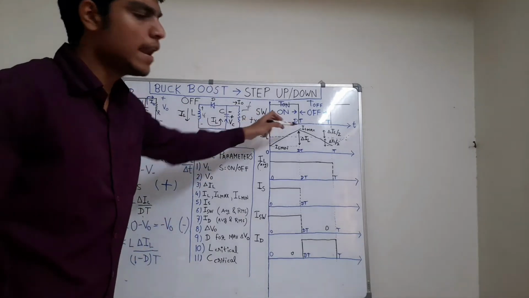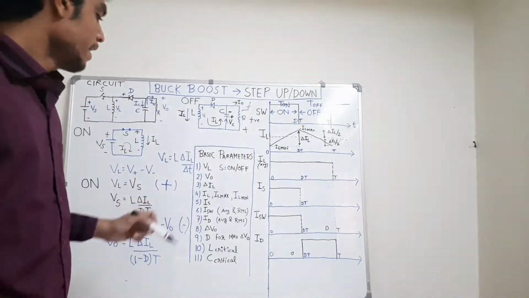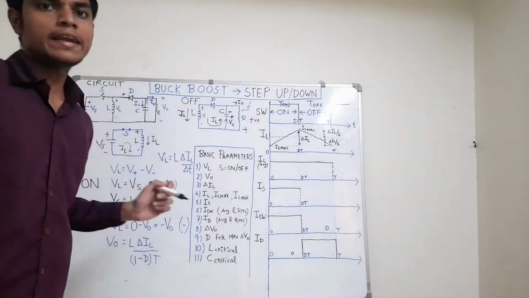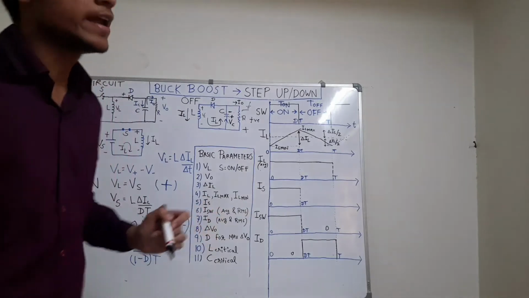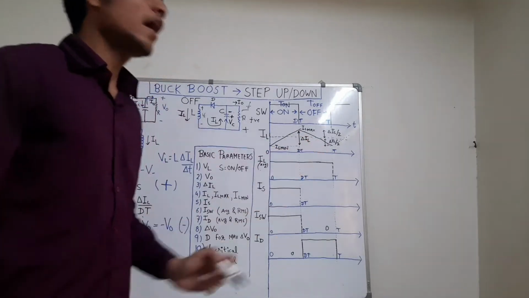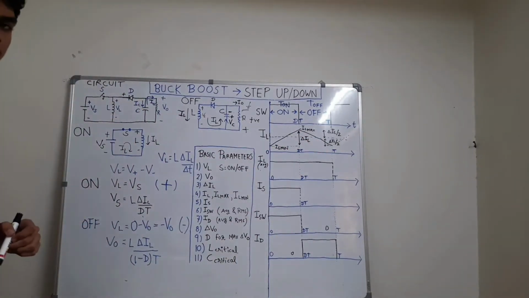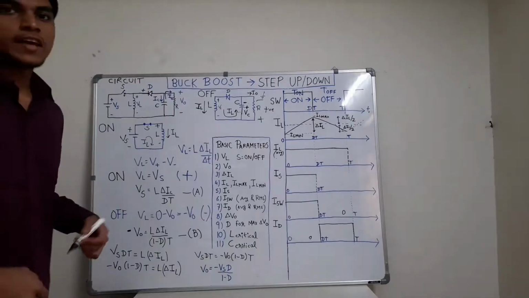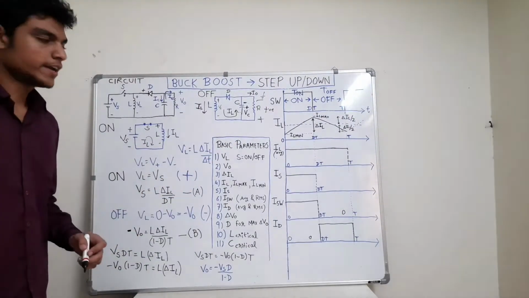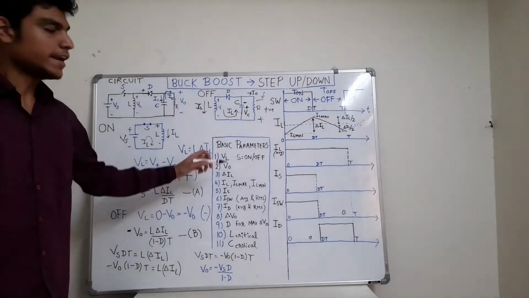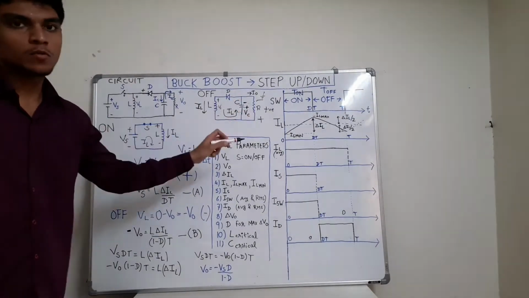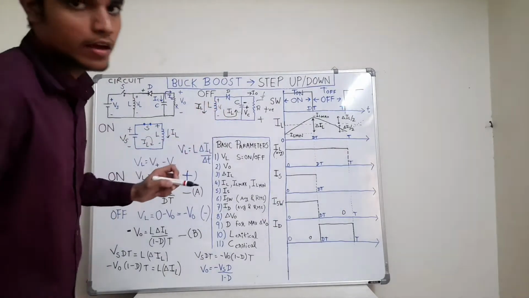That's why del IL, the change in inductor current, would be negative, and it discharges during the negative cycle and its value will decrease back to the value IL mean at the end of the T. Second parameter is the output voltage. Now we will see how the output voltage theoretically comes out to be negative, which I have told you earlier.